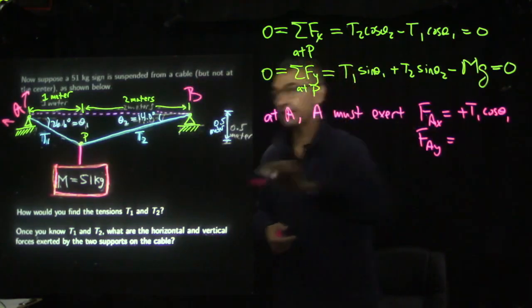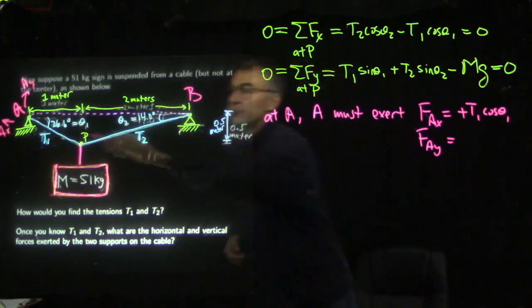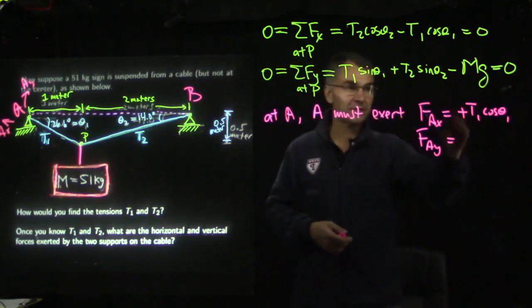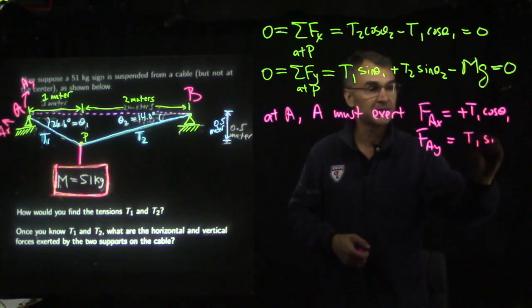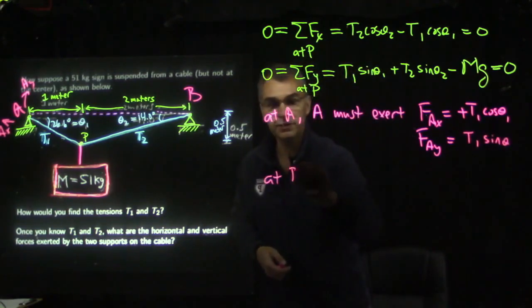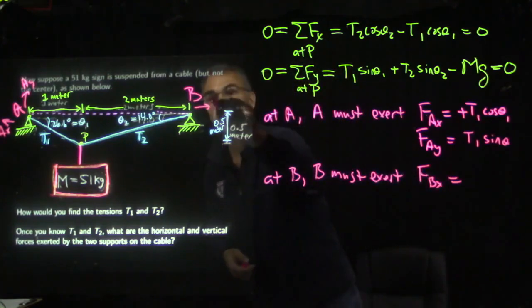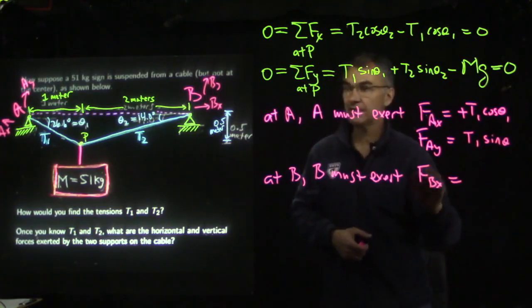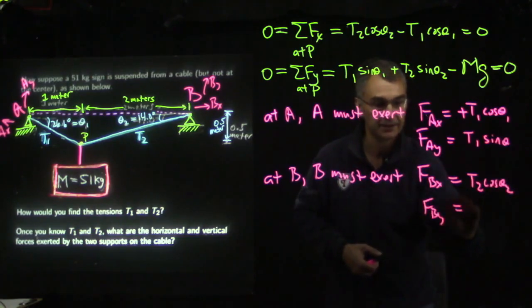If I explicitly label this AX and draw it to the left, and this AY and draw it up, then if AX is pointing to the left, I'm asking for the part that points left. So that's plus T1 cosine theta 1. And AY is T1 sine theta 1. And then at point B, let's say we draw BX this way and BY this way. So B must exert FBX equals T2 cosine theta 2, and FBY is T2 sine theta 2.